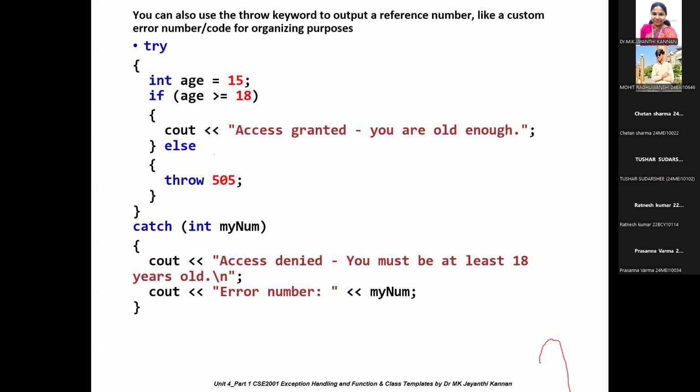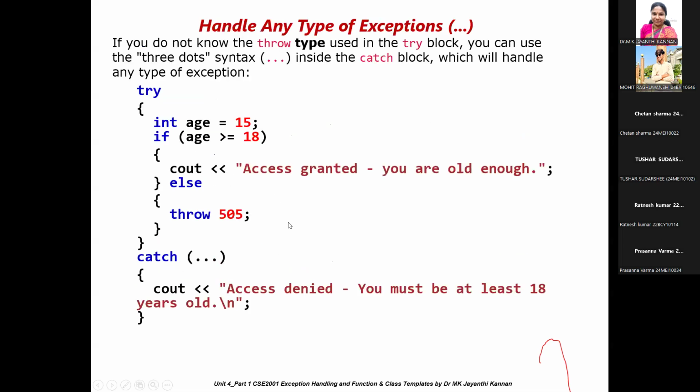Say, for example, we are fixing the age as 15 and in the try block, we are checking if age is greater than or equal to 18: access granted, you are old enough to vote. Otherwise, it will throw the error number 505, where that 505 error is caught by the catch block. So it will display the message access denied. You must be at least 18 years old if your age is less than 18.